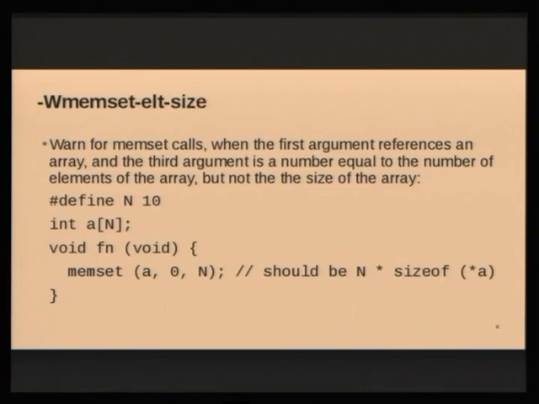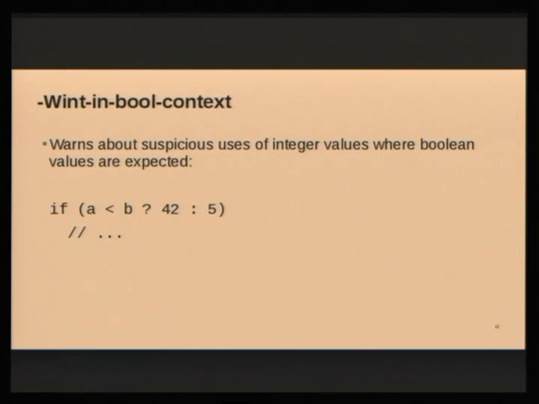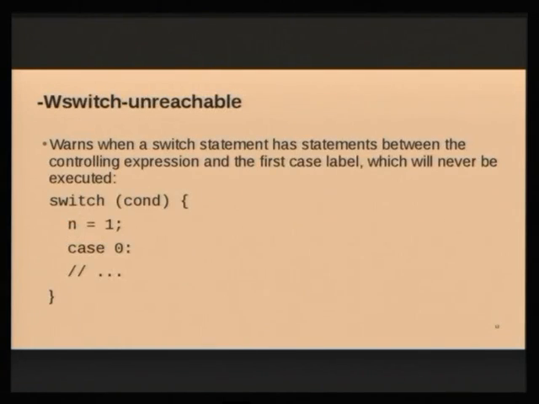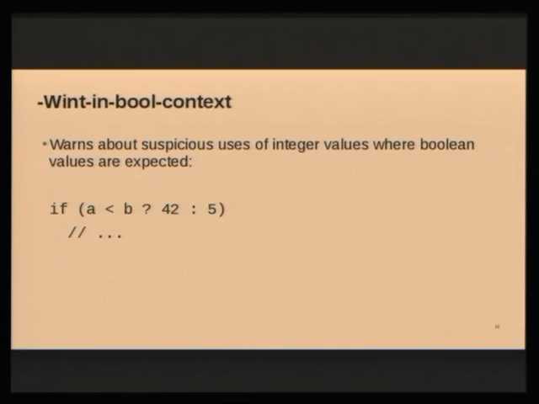Yeah. Okay. Sorry. Another warning is -Wint-in-bool-context, which would warn about suspicious uses of integer values in Boolean context. So in this case, it's a stupid thing. In this conditional, the condition doesn't really make sense, because it will evaluate to true every time, and I don't think that's what you want. So the compiler is able to warn in these situations.